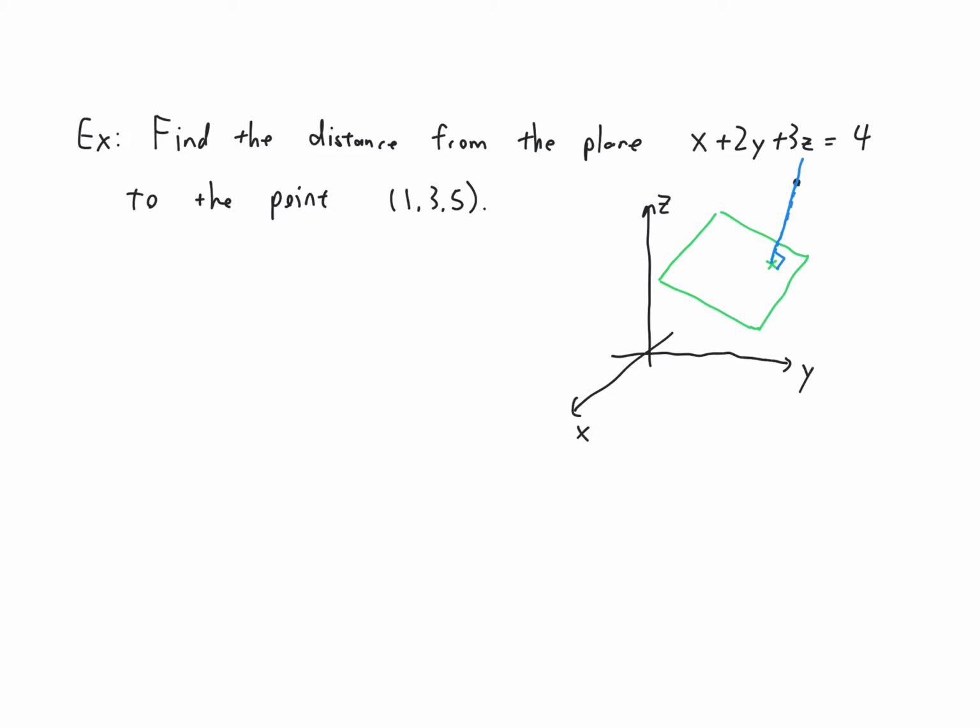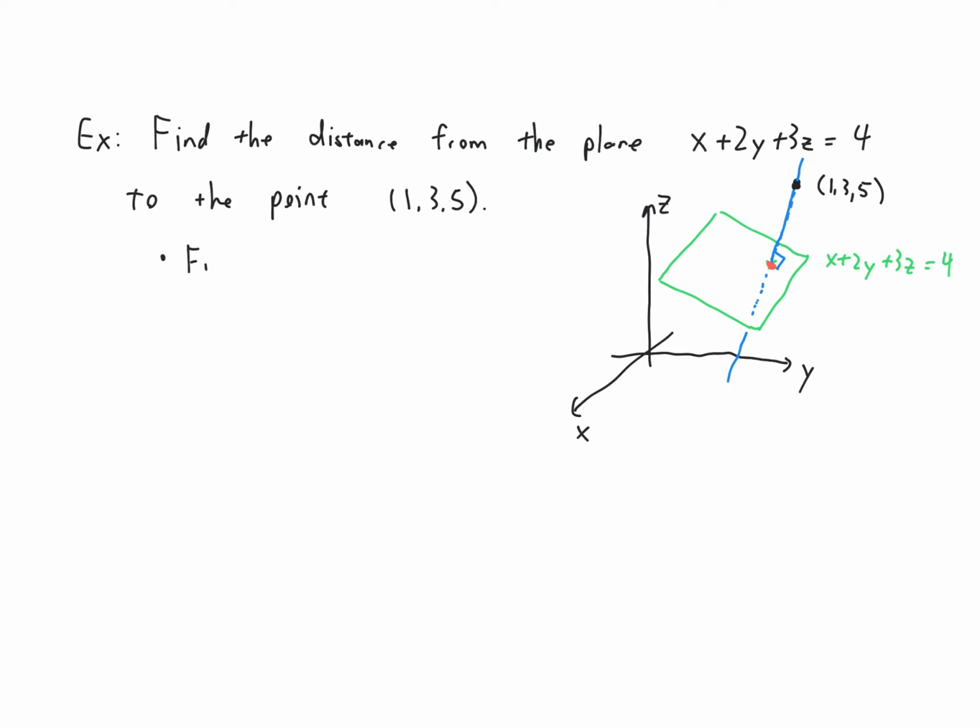So I've turned the problem that I started with into a different problem. If I can find the line that passes through my point (1, 3, 5) and is perpendicular to the plane, then I can try and find that intersection point, the red point, and then measure the distance from the red point to (1, 3, 5). So I have a multi-step strategy.